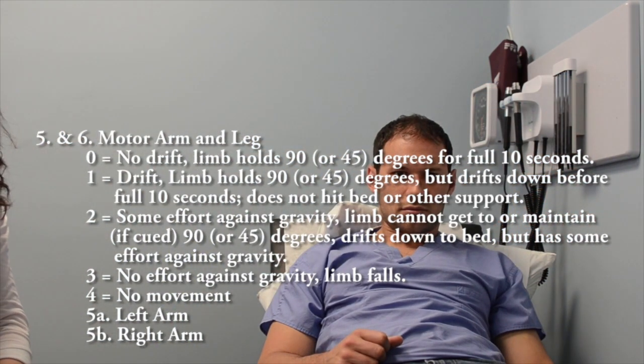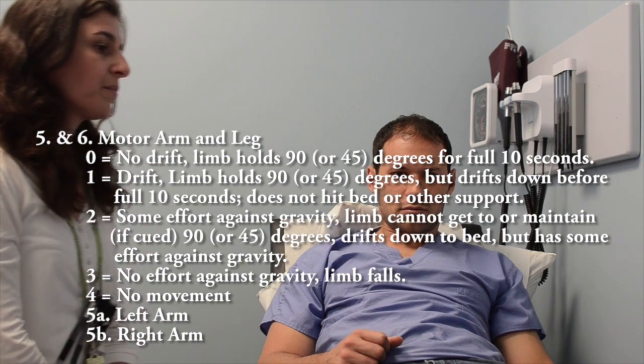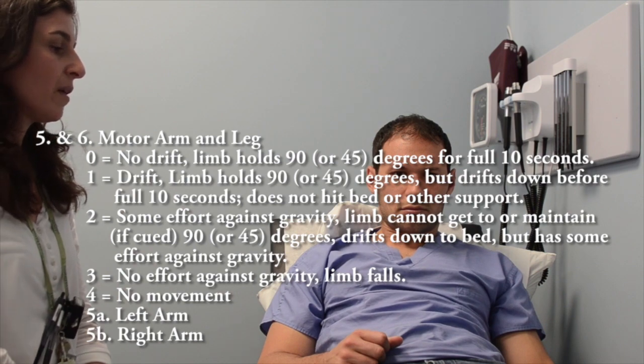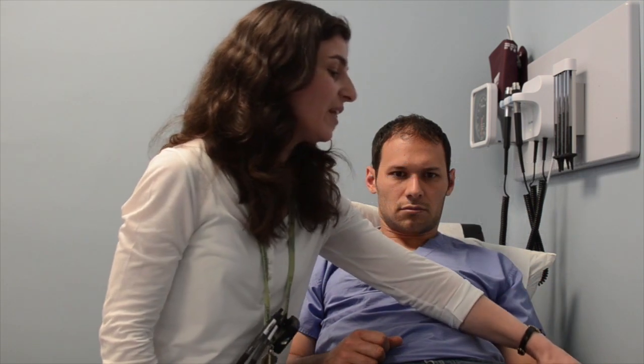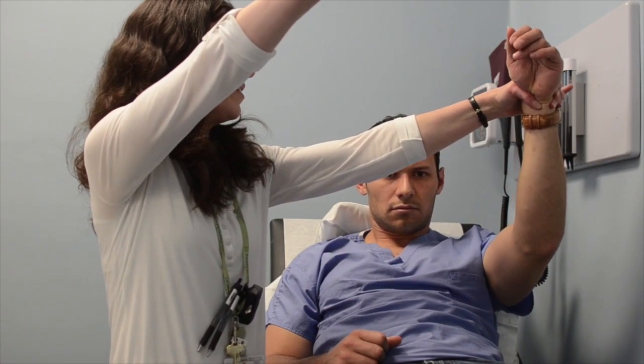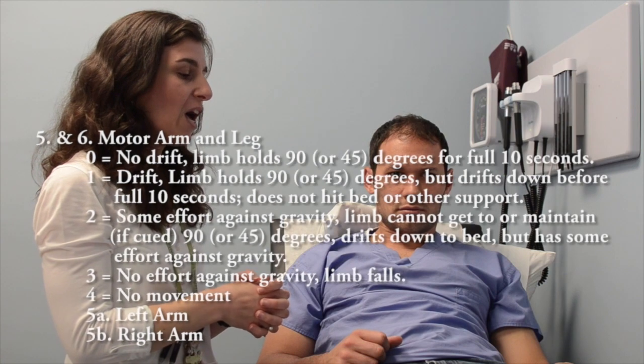Next, we will demonstrate a score of 3. Here there is no effort against gravity and the limb falls, directly hitting the bed or the nearest support. David, I'd like you to lift up your arm and hold it up for a full 10 seconds. I'm going to let go now. So the arm drops immediately. David does not have anti-gravity power of the left arm.